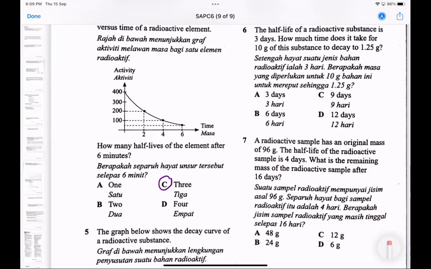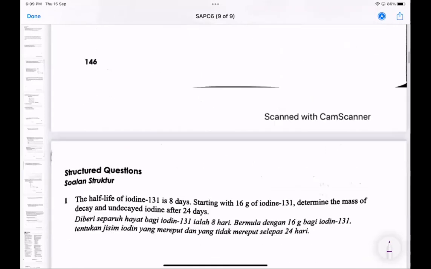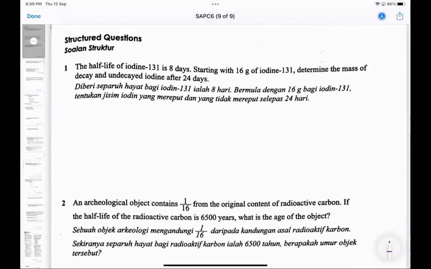Done. Okay, so number 6, Arina. 6, I got C. Honey, did you get C? Yeah. Okay, 7, Honey. D. Okay, betul. Okay, now let's go on to the questions here. The half-life of iodine-131 is 8 days. Starting with 16 grams of iodine, determine the mass of decayed and undecayed iodine after 24 days. So this is actually easy to do using the arrow diagram, yeah?